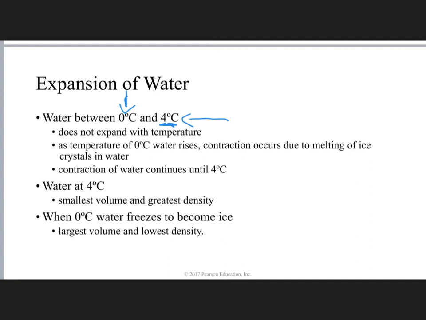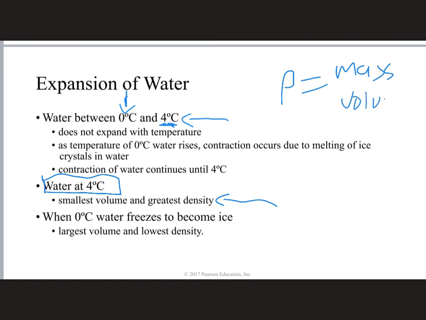And what's really interesting is that when water is at that 4 degrees Celsius temperature, that's when it is most dense. That's when it has the smallest volume and the biggest density. Remember, density, usually represented by rho, is mass divided by volume. And so as you make the volume smaller, the mass doesn't change, the density gets bigger. And so that occurs at 4 degrees.